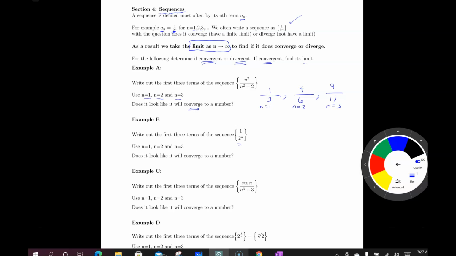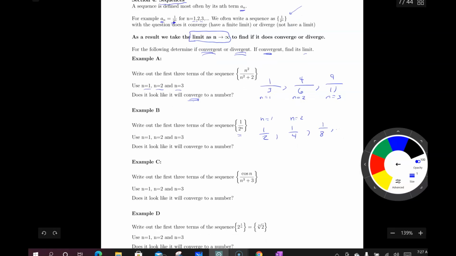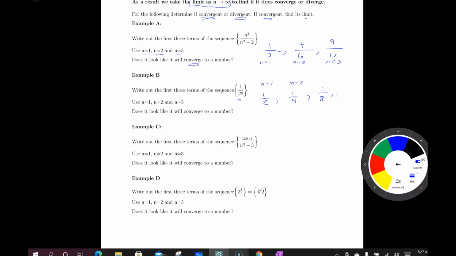All right, let's look at this one here, 1 over 2 to the n. If I plug in n equal 1, I get 1/2. If I plug in n equal 2, I get 1/4. If I plug in n equal 3, I get 1/8. It sure looks like those numbers keep getting smaller and go to 0. We'll do lots of examples of actually finding the limit, but I just want you to get a sense of plugging numbers in.